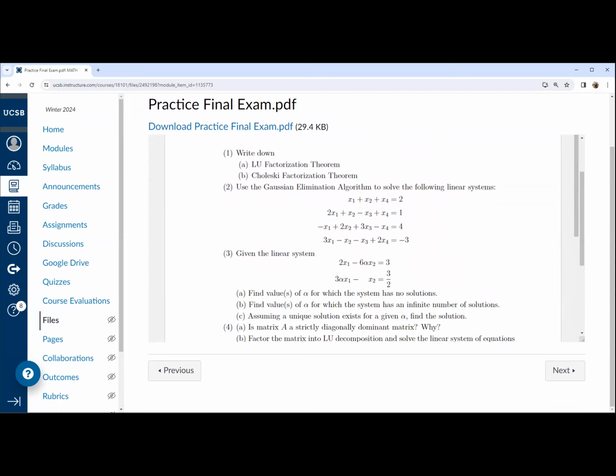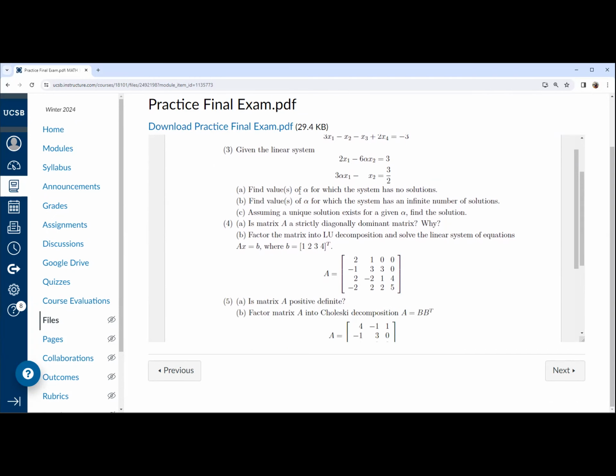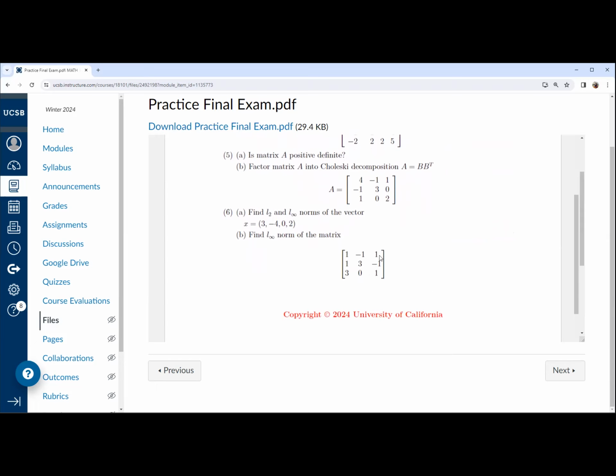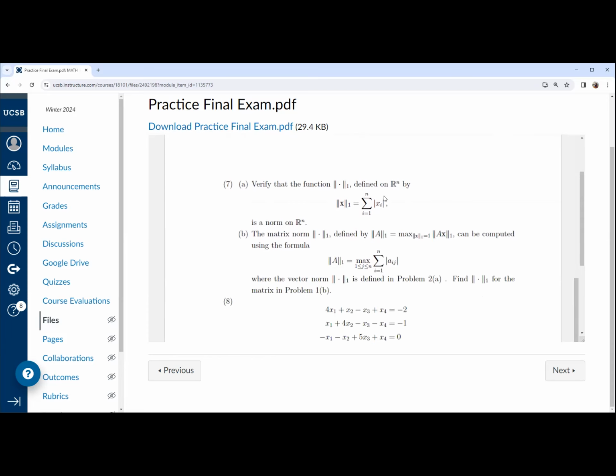Those should be 3 points. If you write it down, then you will get the points. Other questions would be similar to your homework: the Gaussian elimination algorithm, and whether this system has no solutions or infinite solutions. There will also be similar questions here: the LU factorization, and the Cholesky decomposition, and also the matrix norm, the vector norm, and verifying whether something is a vector norm, and also finding the norms given here.